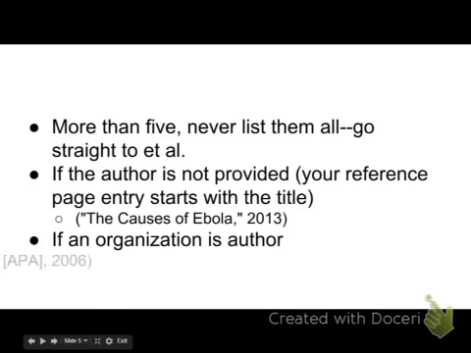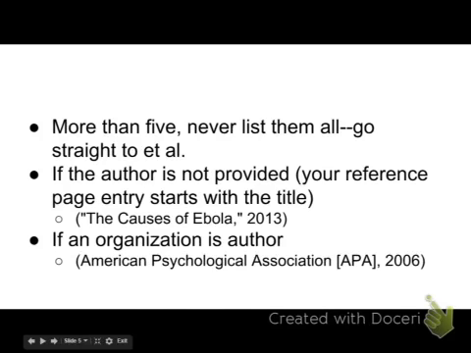If an organization is the author, then that organization gets the author credit, because this would be appearing first in your reference page entry. And then what you see here, the APA in brackets, is just the acronym for American Psychological Association. The reason that you do that is because after that, you're expected to use the shortened version, the acronym, to save space and not be unnecessarily wordy, which of course you don't want to be, right?